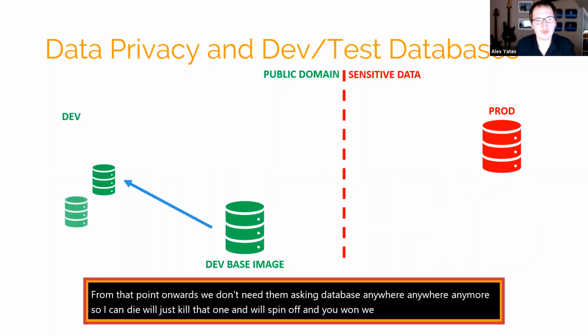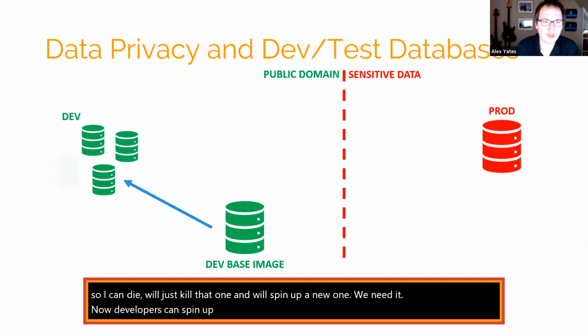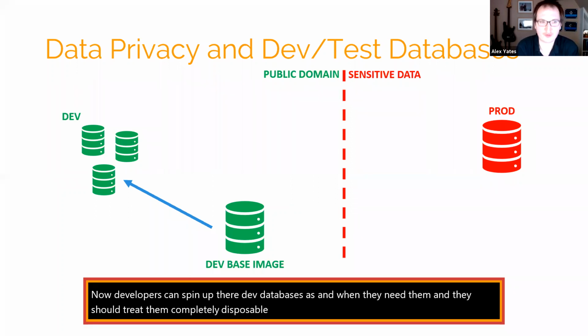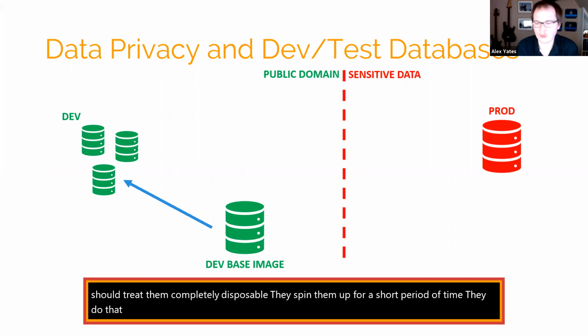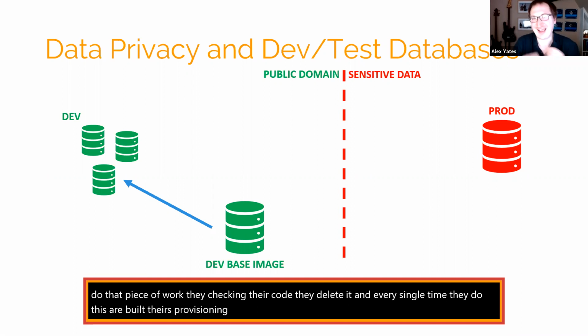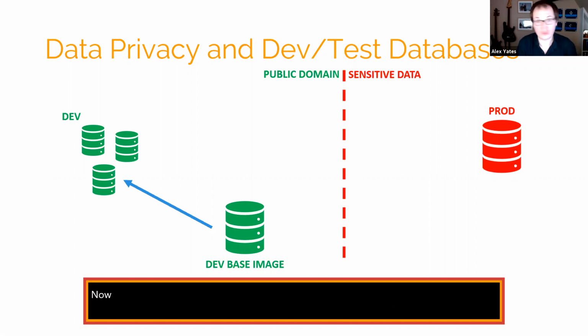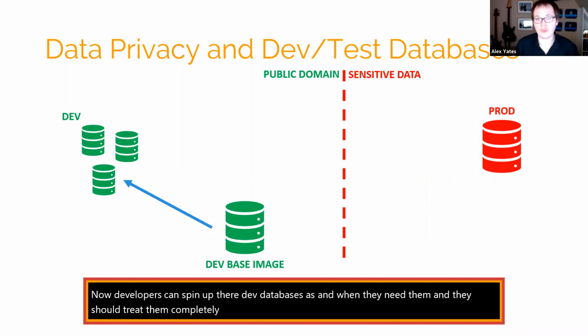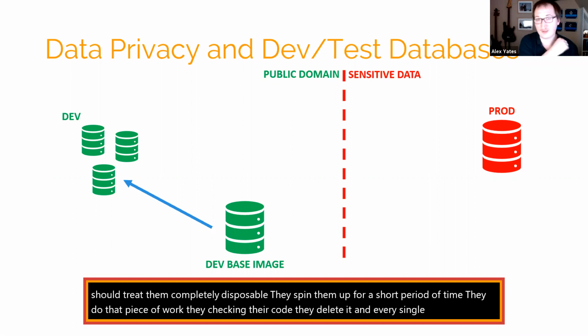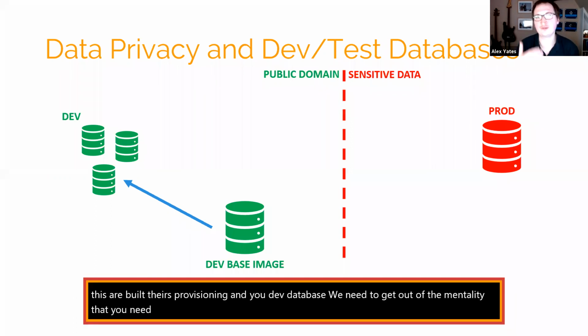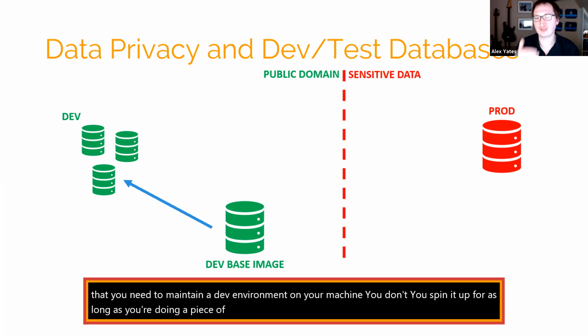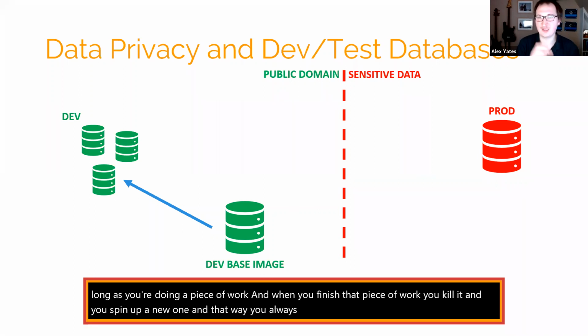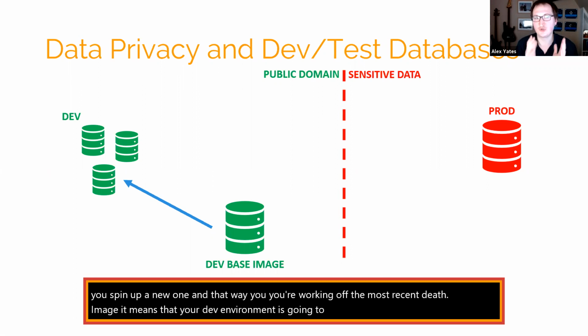And now developers can spin up their dev databases as and when they need them, and they should treat them as completely disposable. They spin them up for a short period of time, they do that piece of work, they check in their code, they delete it. And every single time they do this, they're provisioning a new dev database. We need to get out of the mentality that you need to maintain a dev environment on your machine. You don't. You spin it up for as long as you're doing a piece of work, and when you finish that piece of work, you kill it and you spin up a new one. And that way you always know you're working off the most recent dev image. It means that your dev environment is going to be reasonably up to date with production.